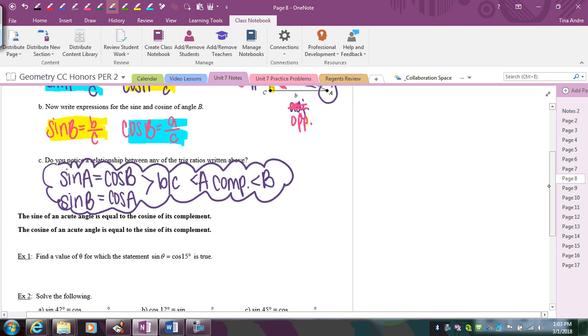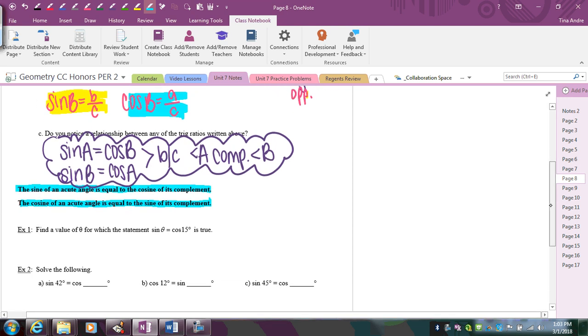If we look here, that's basically what I just said, but you might want to highlight or mark it. Here is the idea: the sine of an acute angle is equal to the cosine of its complement, and the same thing goes the other direction. So how do we use this to solve problems?